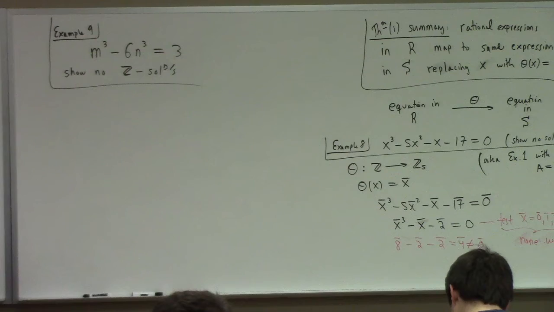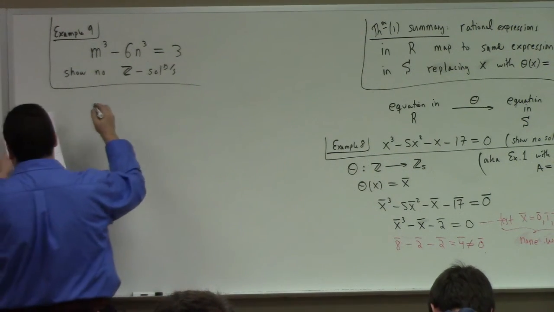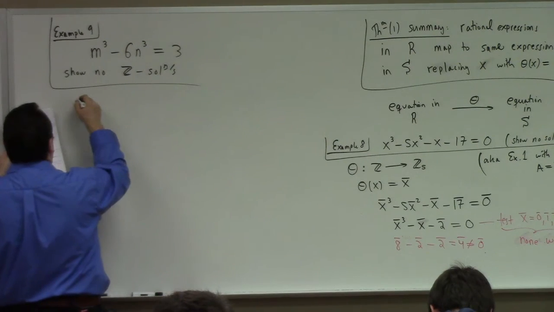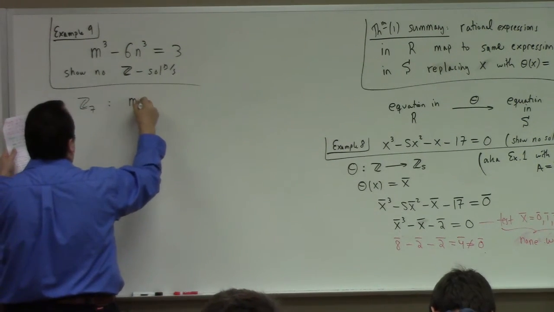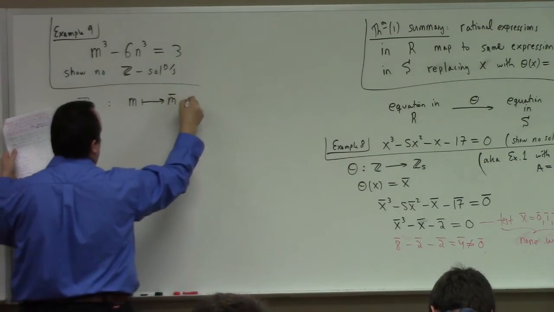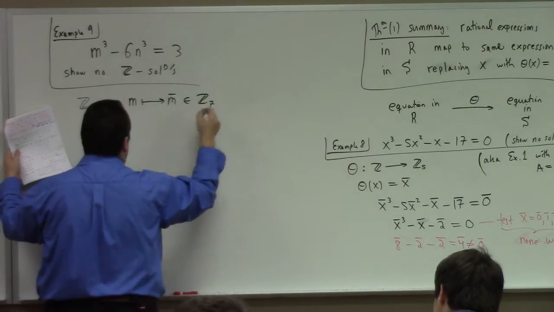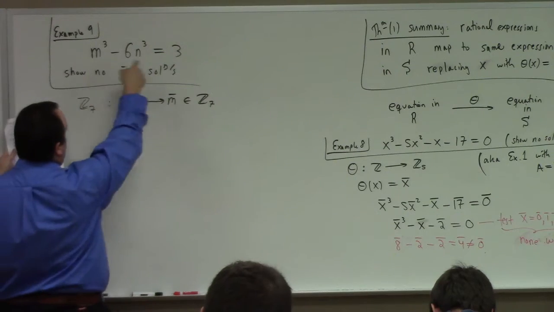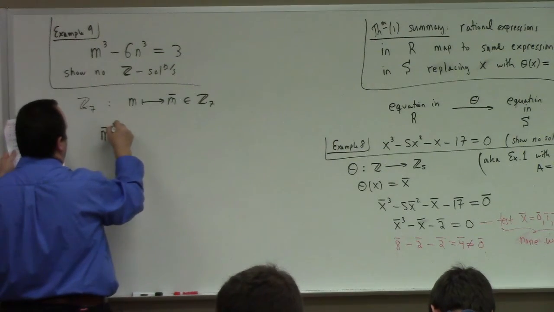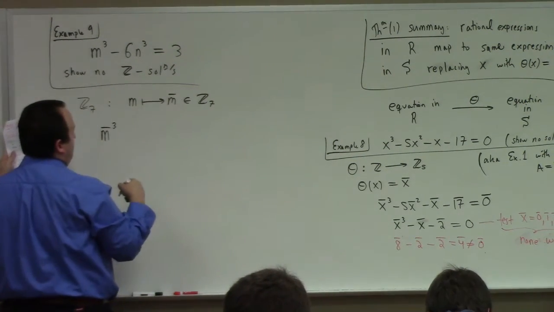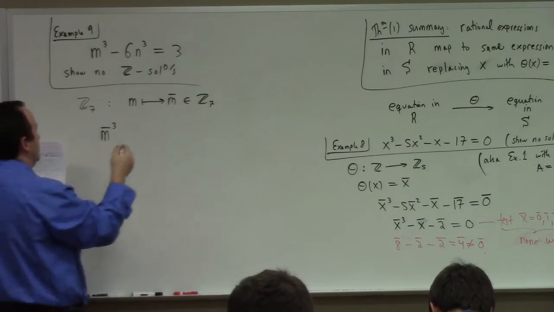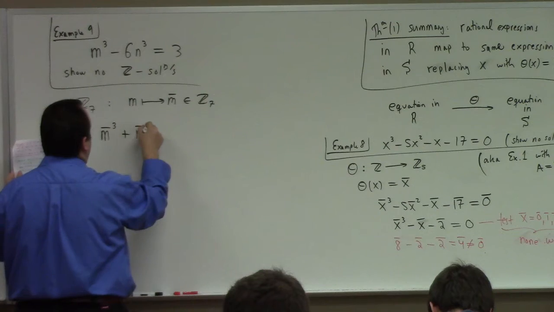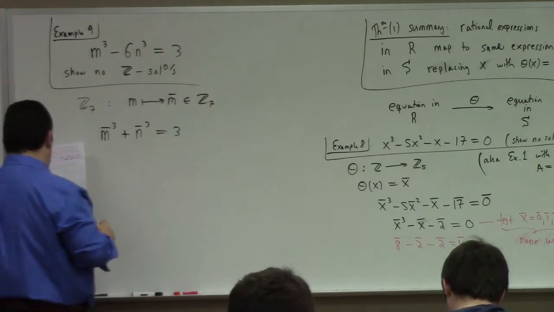Okay, so here, instead of reducing mod 6, we reduce mod 7. And the answer here is kind of interesting. So we'll use Z7. M maps to M bar in Z7. And with respect to that, what is this? This is M bar cubed. What's minus 6? Yes, minus 6 is 1. So that's plus n bar cubed equals 3.